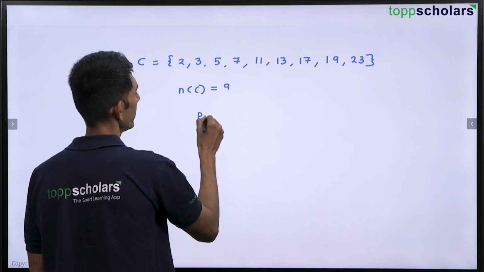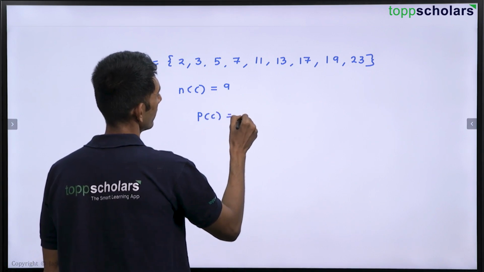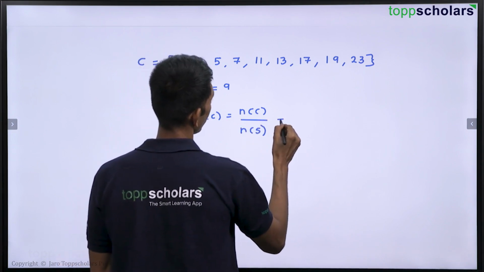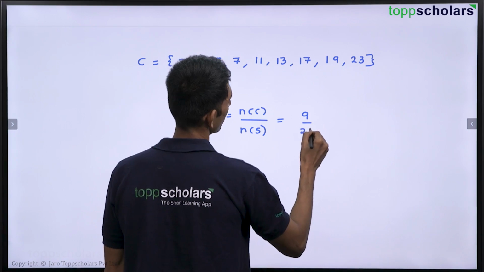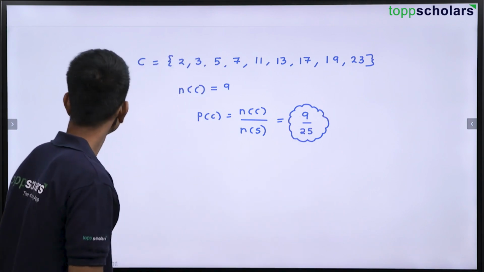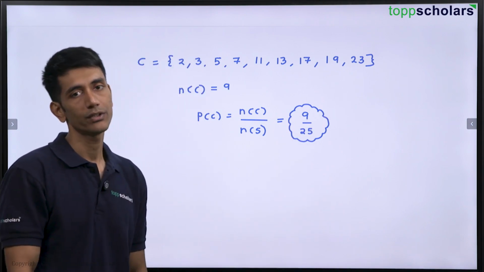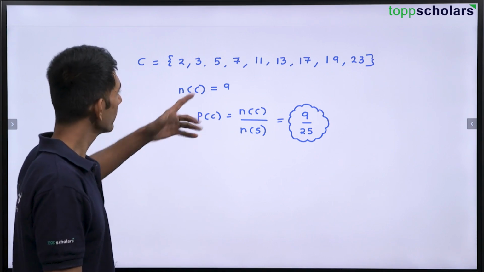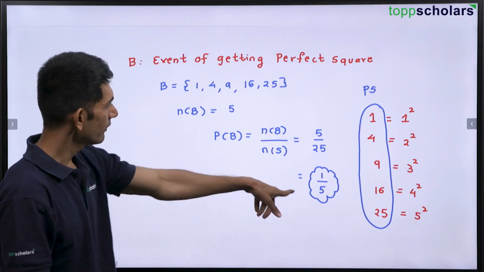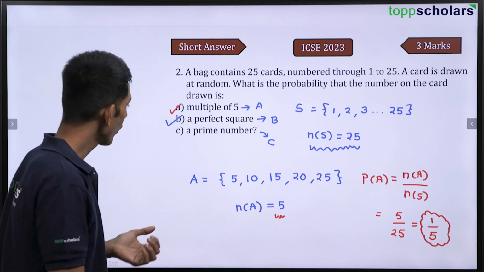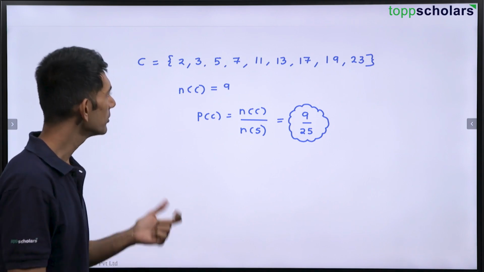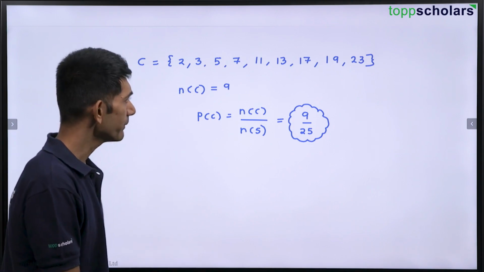So can I say n of C is equal to 9? So can I say probability of event C is equal to n of C divided by n of S, and that is equal to 9 by 25. So 9 by 25 is the final answer. That is the probability of the event of getting what type of number? Prime number, right? Because C was an event of getting a prime number. So we have solved all the 3 questions, isn't it? We got this as a perfect square 1 by 5. We also solved it for multiple of 5, 1 by 5 again. And then finally we solved it for prime numbers, that is 9 by 25.